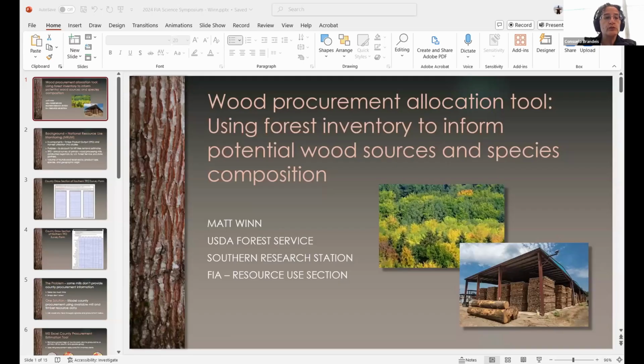He's a forester with the Southern Research Station. In his presentation, he's going to talk about the wood procurement allocation tool used in forest inventory to inform potential wood sources and species composition. Take it away.